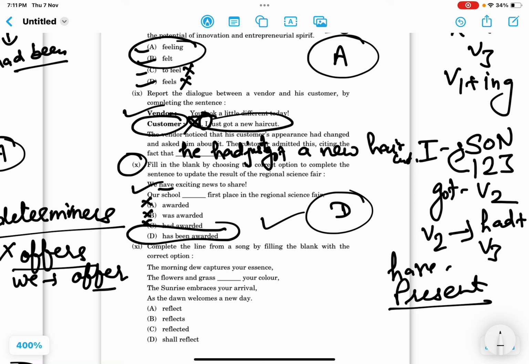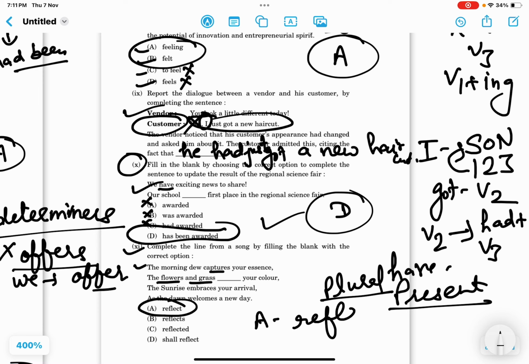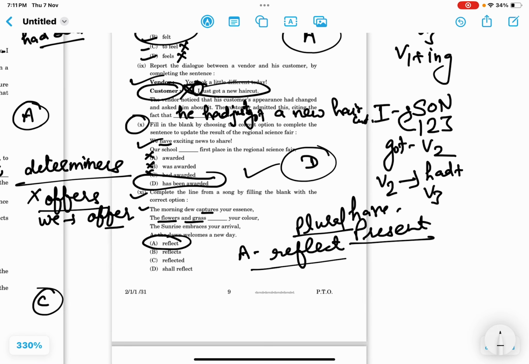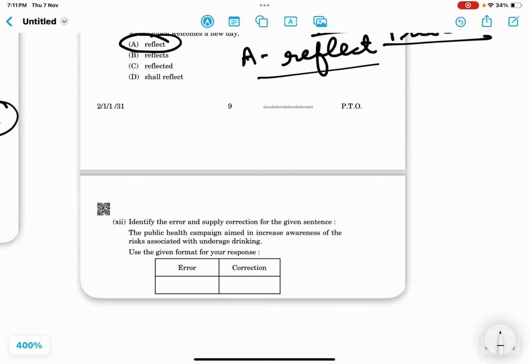D. Now 11th number question is, this is of subject verb agreement. You are to fill in the blank. First read, the morning dew captures your essence, singular subject, singular verb. The flowers and grass dash your color. So flowers and grass, this is plural, plural subject. So the correct answer is A, that is the plural verb reflect. Okay, so in this way you can easily trace the answer.